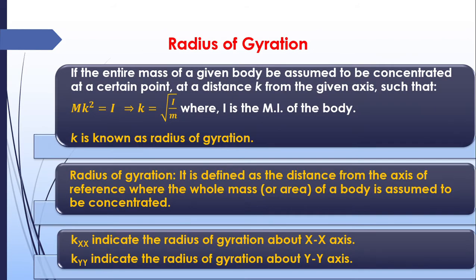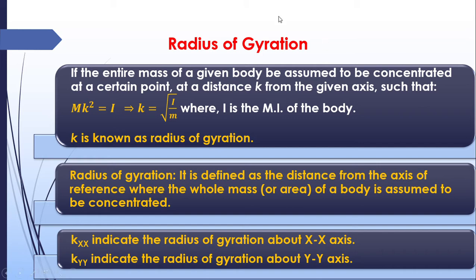Now there are two terms which we have to study while we are discussing this moment of inertia. One is radius of gyration and the other one is section modulus. So there are two terms which we have to study while we are moving on to this moment of inertia.